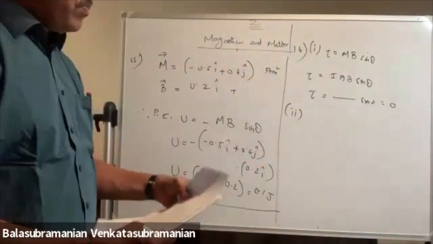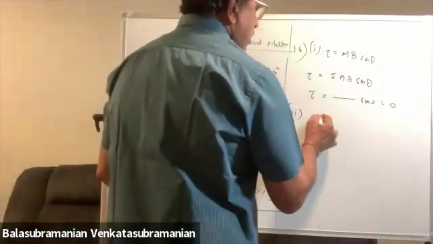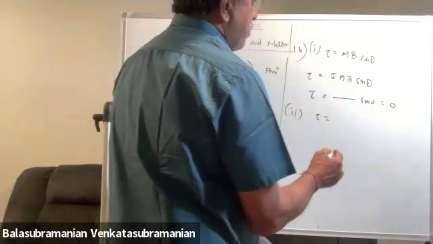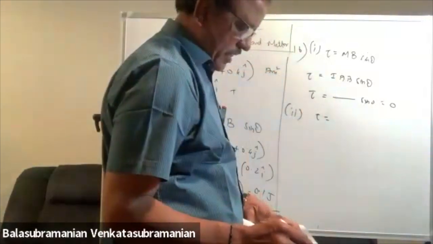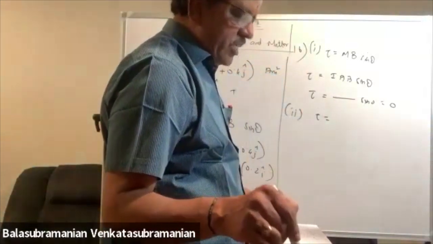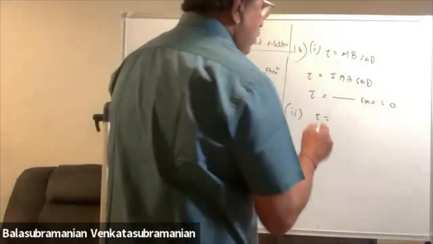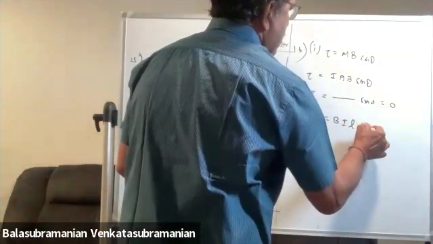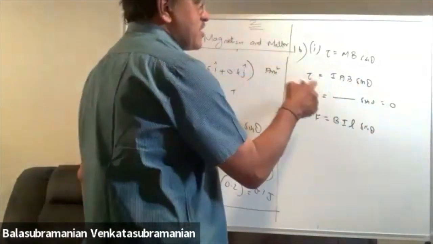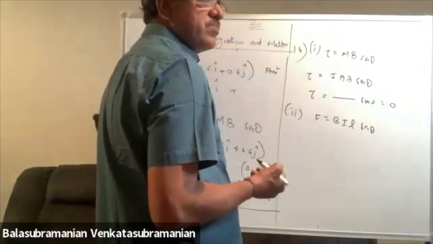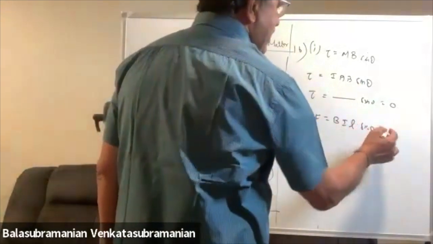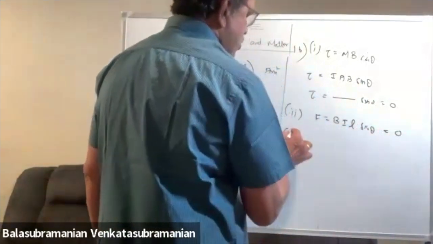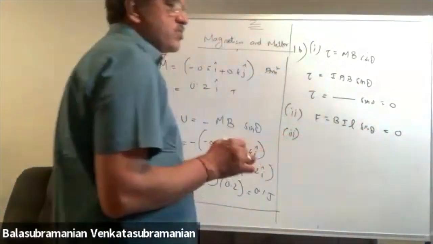Second, torque is equal to BIA sin theta. The question is, what is the force? Force is BIL sin theta. This is BIA, this is BIL. BIL sin theta. Here also theta is equal to 0, so naturally the force is 0.